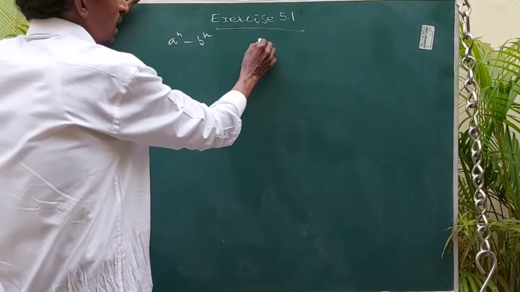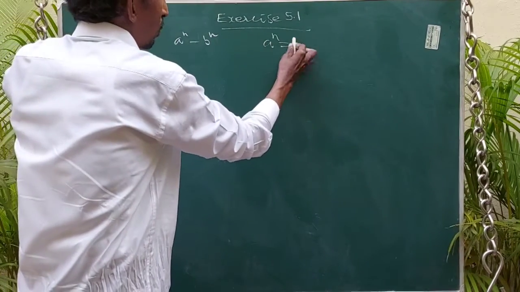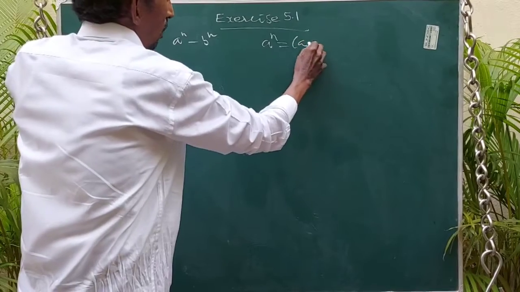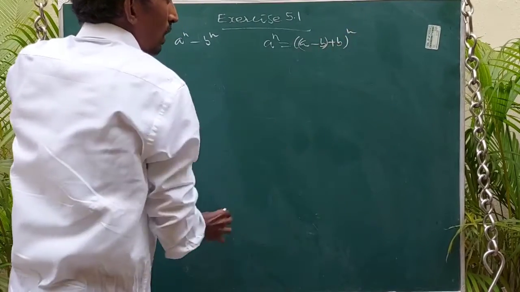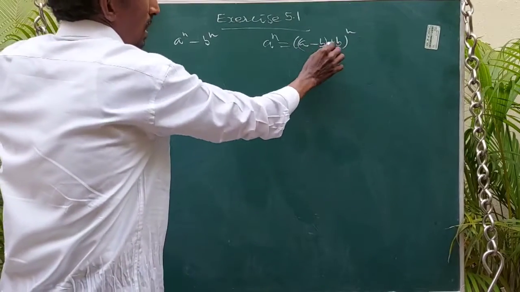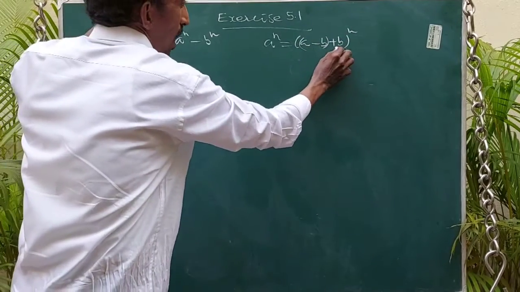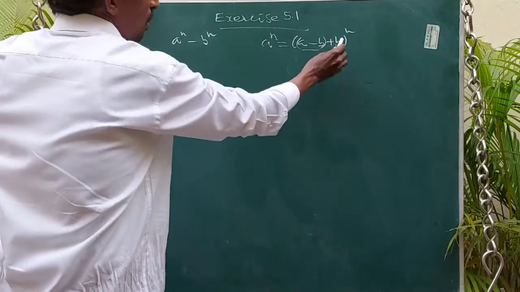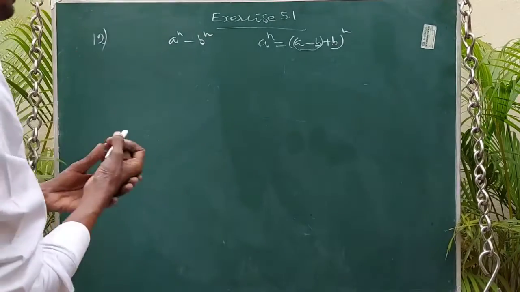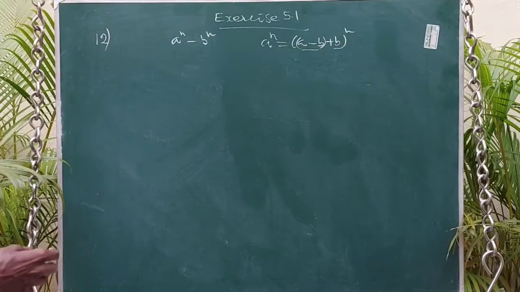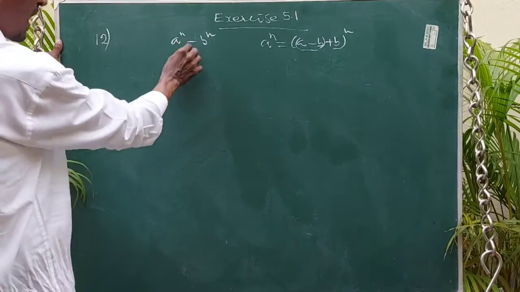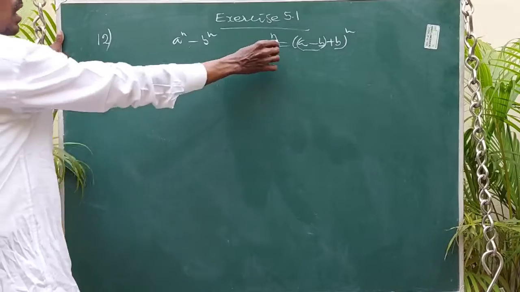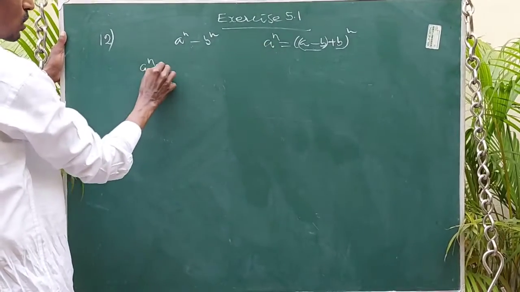Here, what is the hint? We have to write a power n as a minus b plus b, the whole power n. If we combine this, it is of the form x plus a, the whole power n, or if we take b as x and the remaining as a, it is of the form x plus a the whole power n. This is the hint given in the question. Our aim is to prove that a minus b is a factor of a power n minus b power n.